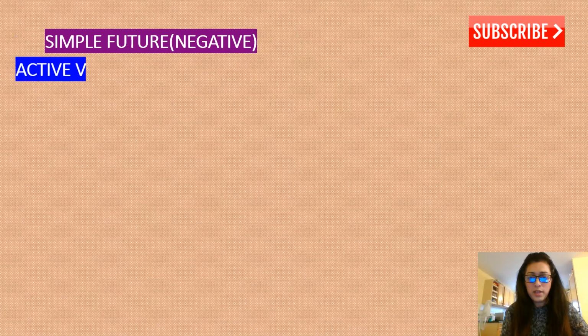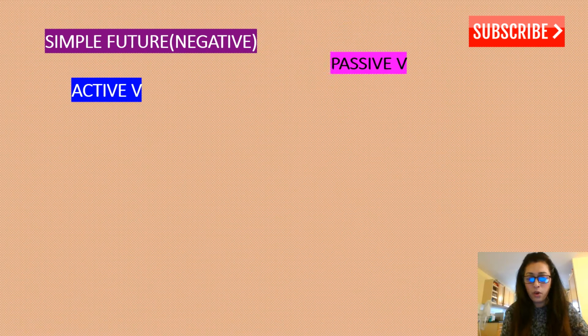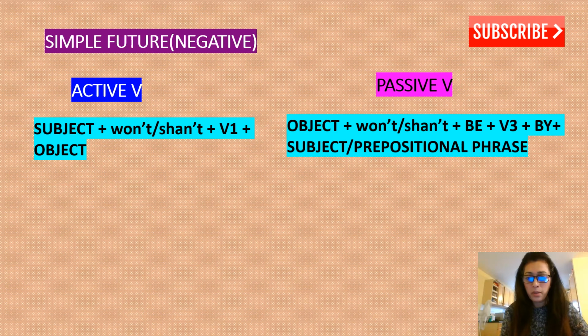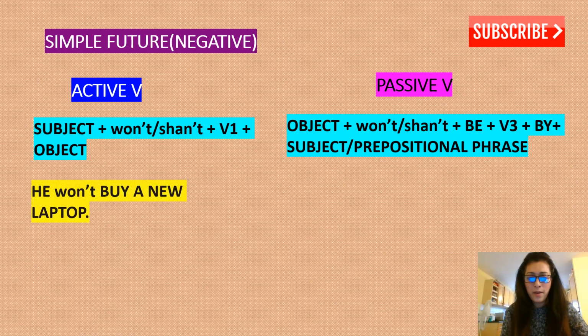Now talking about the same sentences in the negative form, in active I will say subject plus won't or shan't plus the verb first form and object. And on the passive voice side, I will say object plus won't or shan't plus be with verb third form and by and subject or prepositional phrase.